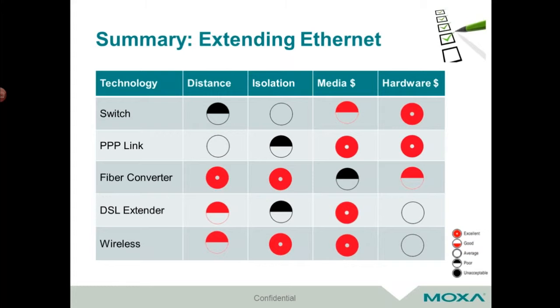Similarly, with a PPP link, it's the same thing. You have very inexpensive media, very inexpensive hardware. We switch over to fiber converters, which are awesome for distance because fiber can go upwards of 50 kilometers, and it's great for isolation because most fiber will be isolated. However, fiber tends to be very expensive.